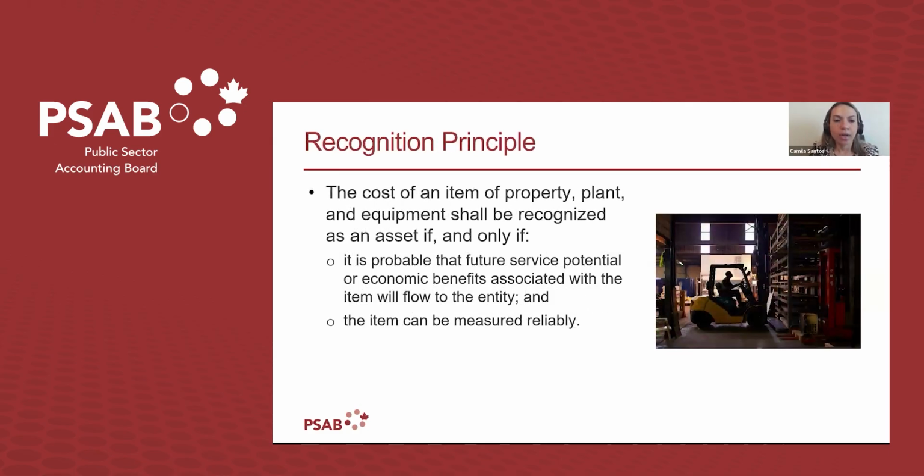The general asset recognition principles apply equally for property, plant, and equipment as for any other assets. The cost of an item of property, plant, and equipment shall be recognized as an asset if and only if it's probable that future service potential or economic benefits associated with the asset will flow to the entity and the item can be reliably measured.